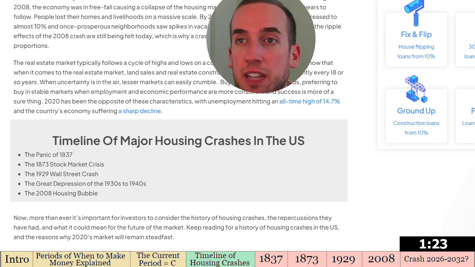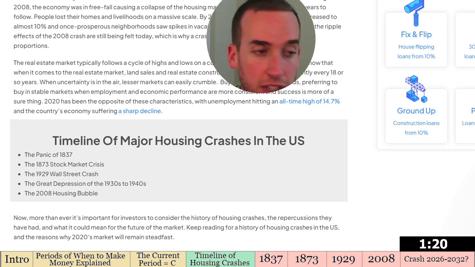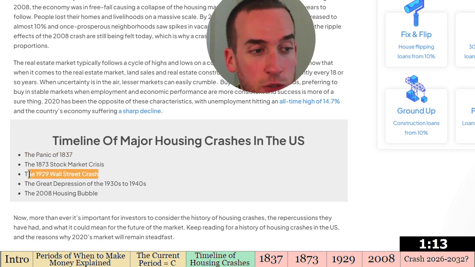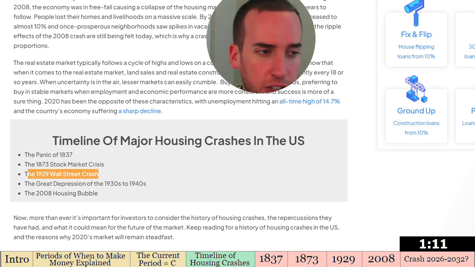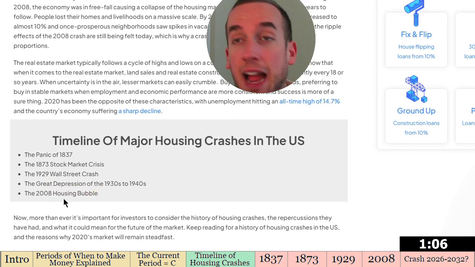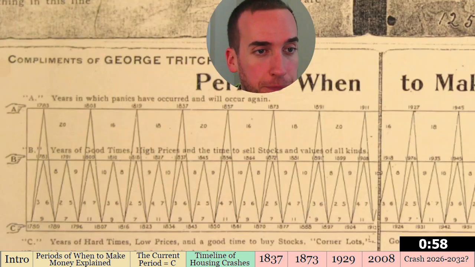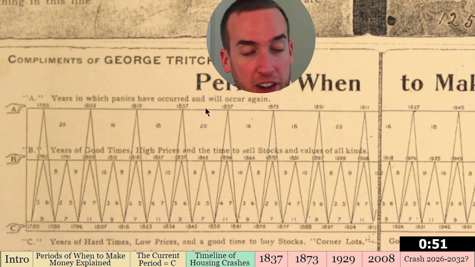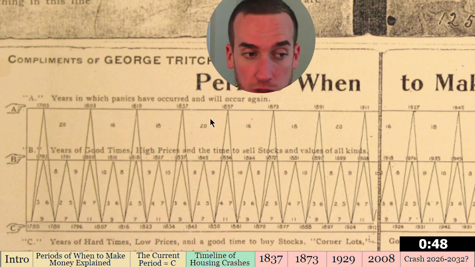So right here we have a timeline of major housing crashes in the US. We have the Panic of 1837, the 1873 stock market crisis, the 1929 Wall Street crash, which is right next to the Great Depression, and then we have the 2008 housing bubble, Great Financial Crisis, whatever you want to call it. So let's first look at 1837. All right, so 1837 is actually right here. This was a period of panic and when to sell your house.